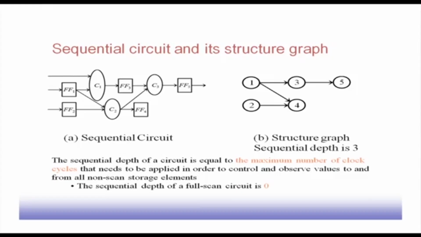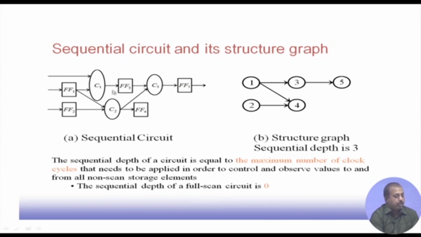So, again coming back to the definition. Sequential depth is equal to the maximum number of clock cycles that need to be applied in order to control and observe values to and from all non-scan storage elements. If we want to observe the value of this flip flop, I have to take it to this output, because that is the primary output. So, I can see output at this point only.